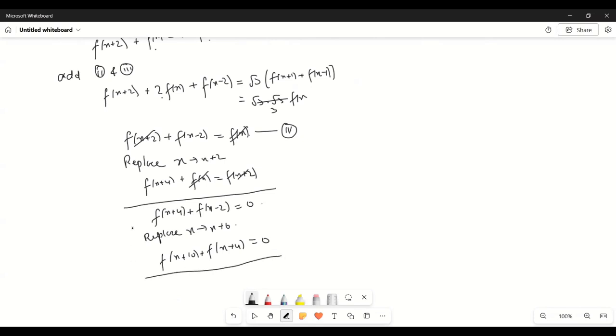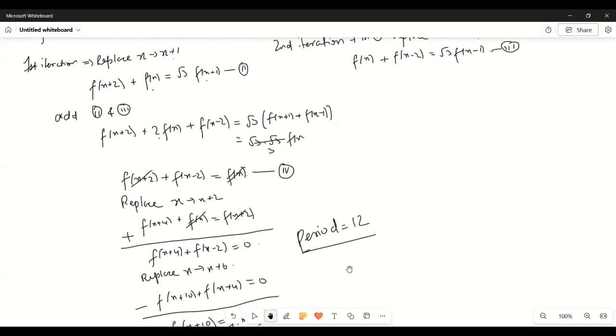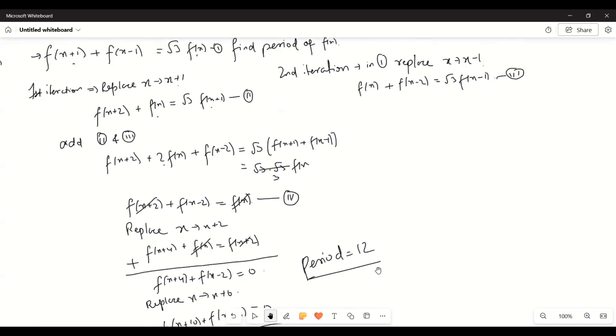And now we subtract. So we'll end up getting f of x plus 10 is equal to f of x minus 2. So in that case, what would be the period of the function? The period of the function is 12. This is a slightly tricky question on the same principle of functional equations, using the period to find the answer.